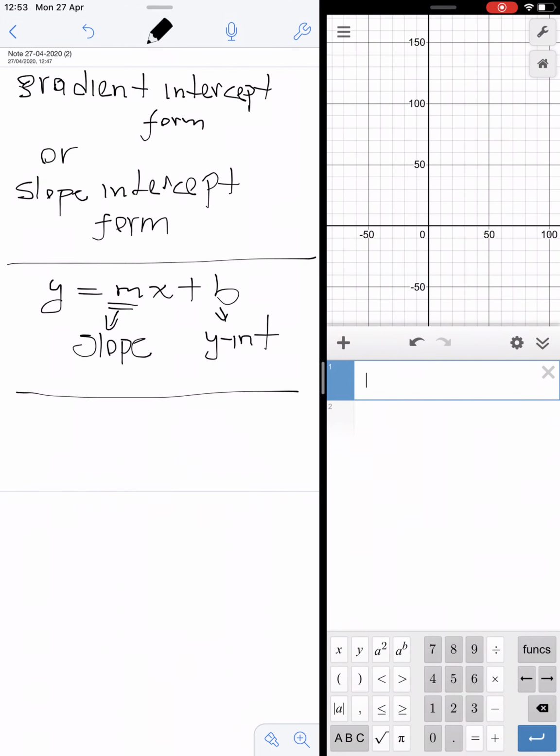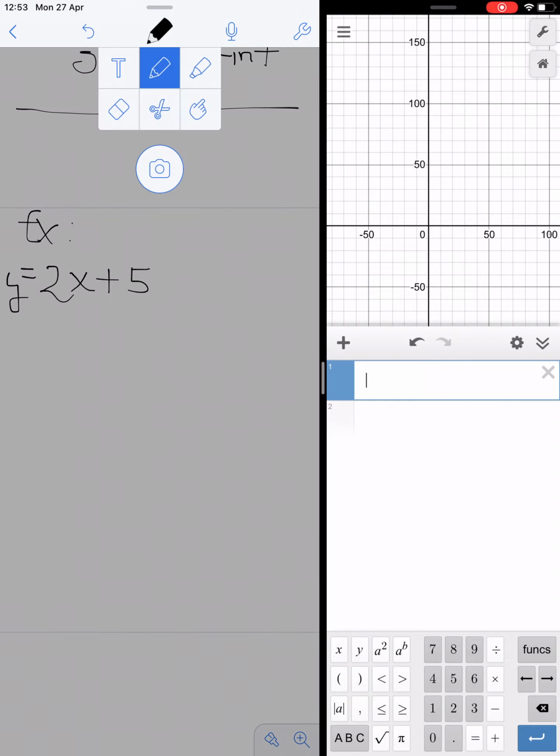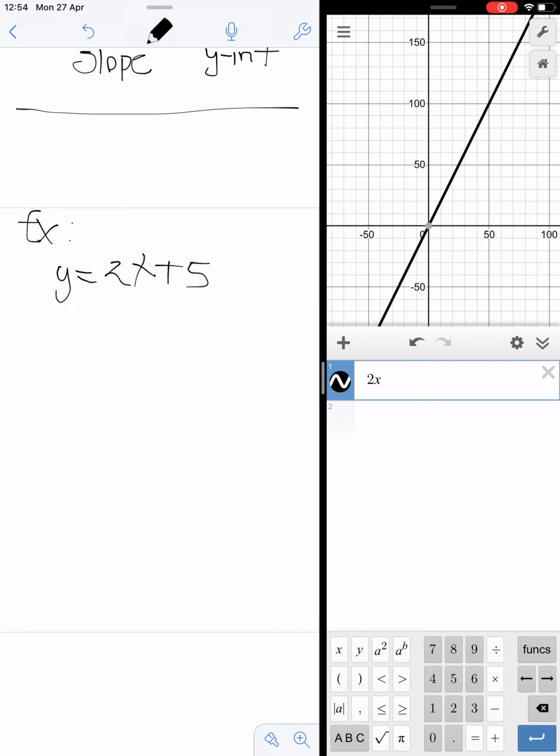For example, we will have this expression: 2x plus 5 equal y. Remember, equal y. Let me write this better just to make you understand how it works. y equal 2x plus 5. Okay, first we're going to graph this in Desmos. That is 2x plus 5.